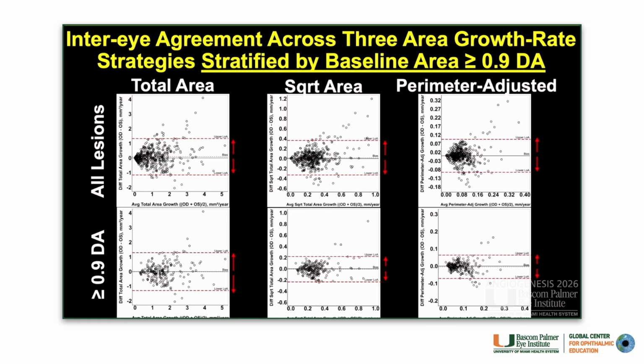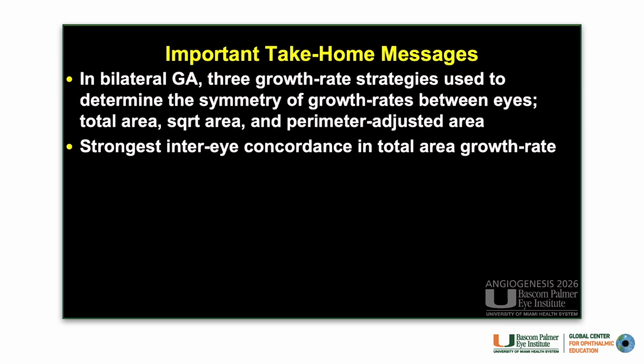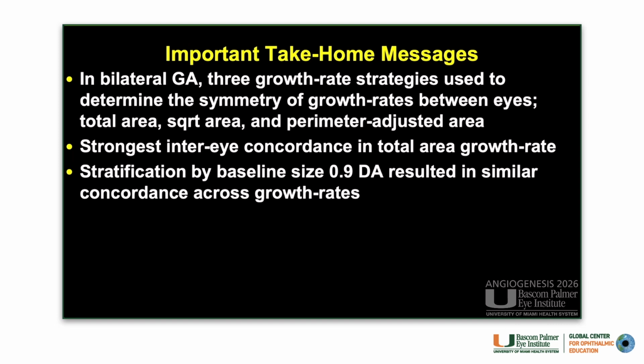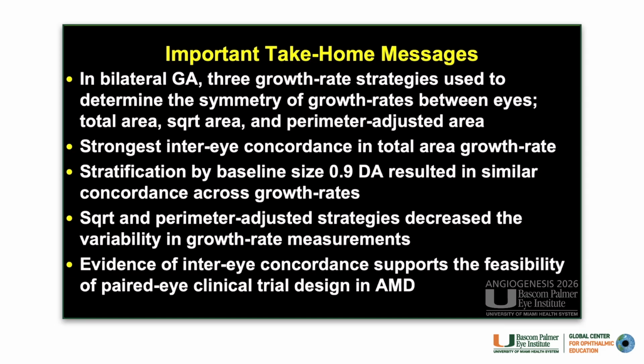In conclusion, in bilateral GA, three growth strategies were used to determine the symmetry of growth rates between eyes. These were the total area, the square root area, and perimeter adjusted area. The strongest inter-eye concordance was seen for total area growth rate. Stratification by baseline size of 0.9 disc areas resulted in similar concordance across growth rates. The square root and perimeter adjusted strategies decreased the variability in growth rate measurements. Evidence of inter-eye concordance can support the feasibility of paired eye clinical trial design in AMD.